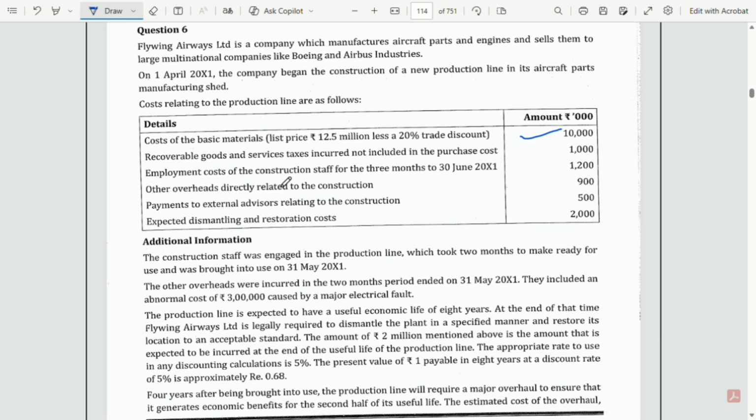Employment cost of the construction staff for 3 months to 30th June 2001 is 1200. Other overheads directly related to the construction is 900. So this is related to the construction, so we can include 900. Payment to external advisors relating to the construction, we can include this. Expected dismantling and restoration cost is 2000. The construction staff was engaged in the production line which took 2 months to make ready for the use and brought into use on 31st May 2001.